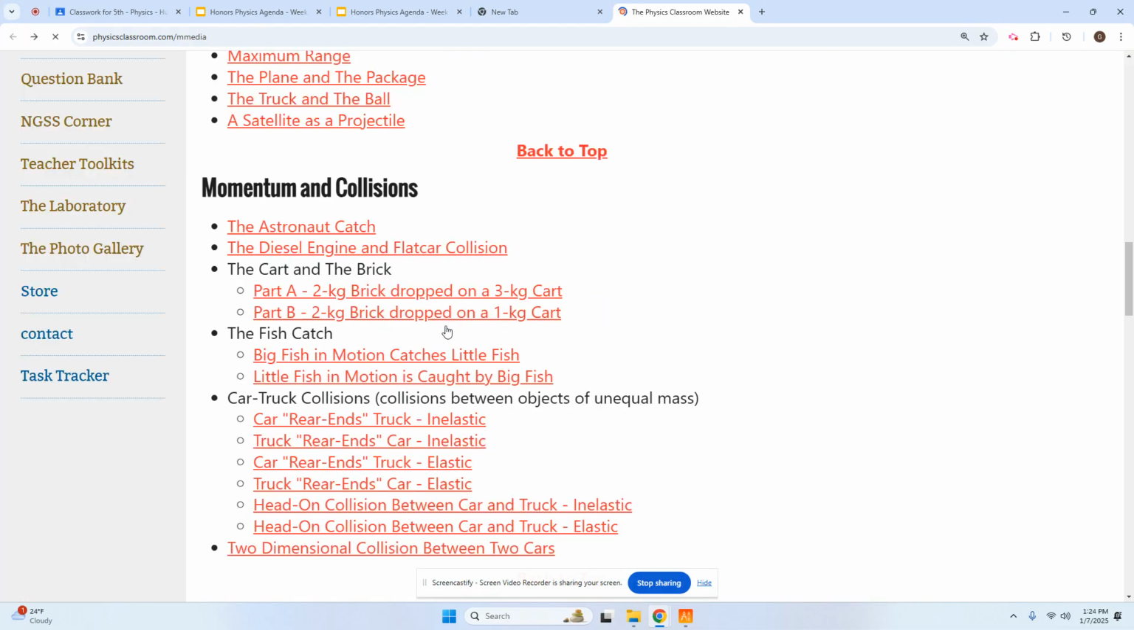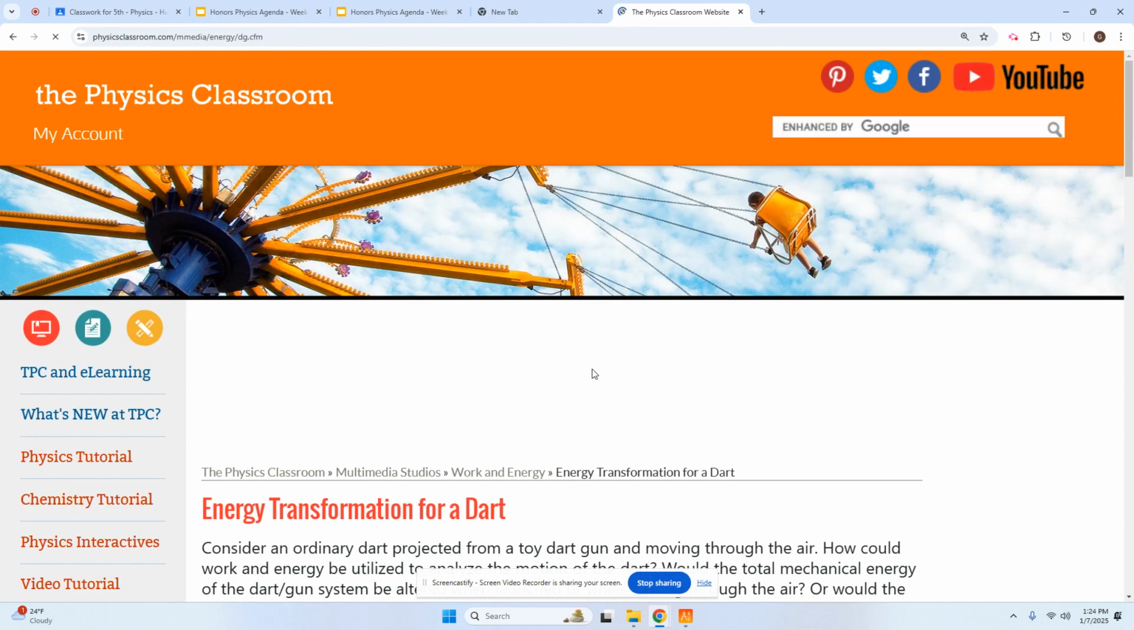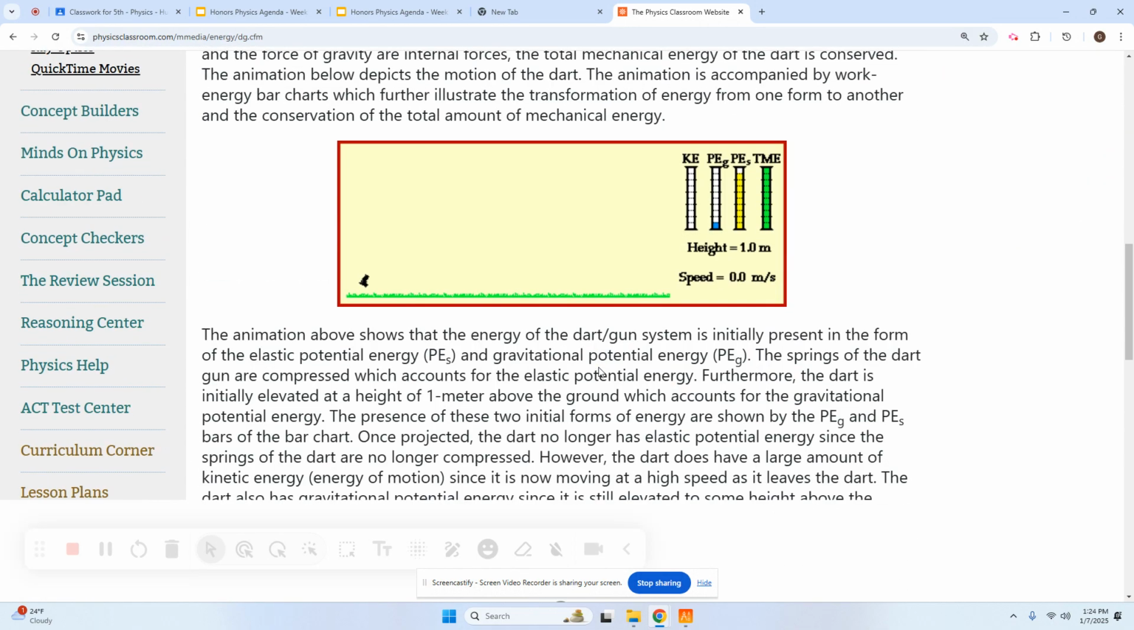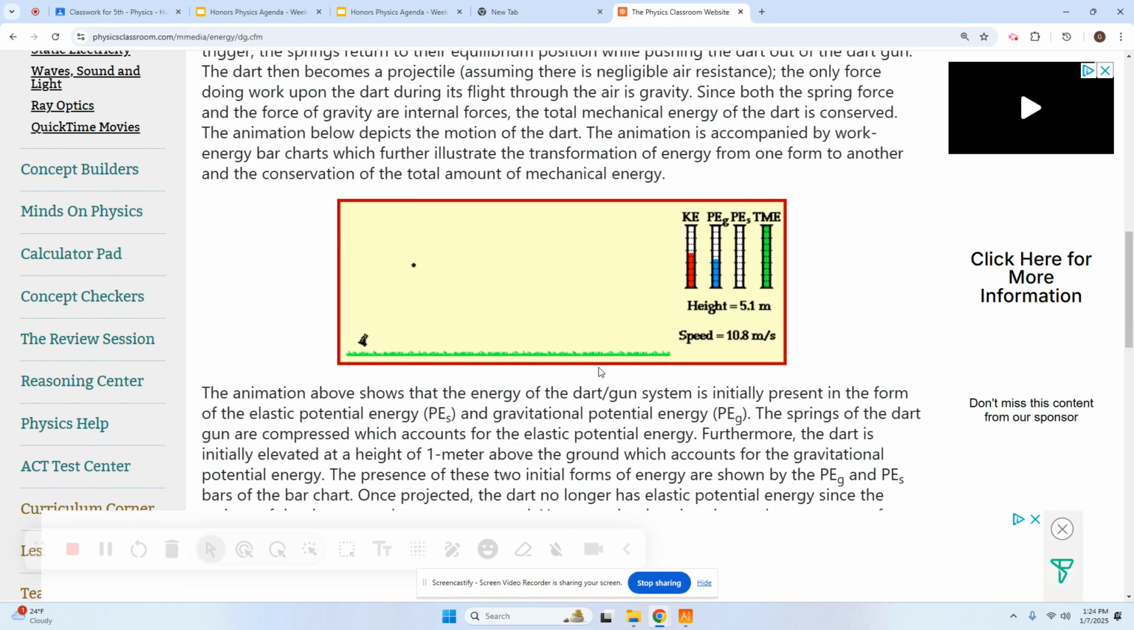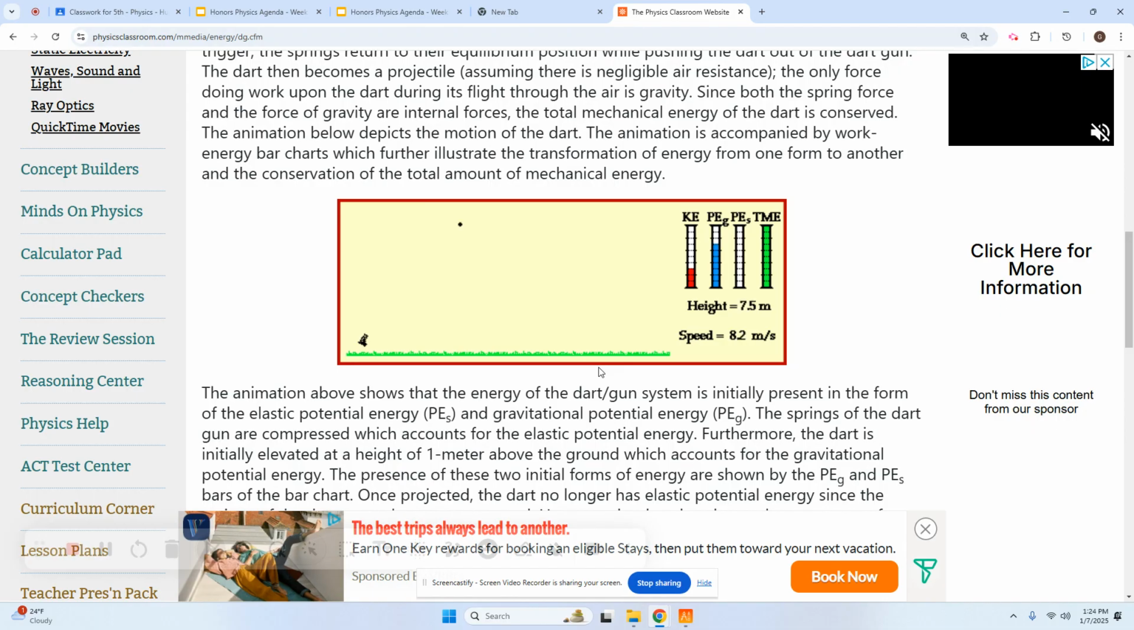We've done some things with the spring-loaded dart guns. Let's show you the energy transformations for a dart gun. So here we have KE, that's the kinetic energy of the dart. We have PE, in this case PEG, that would be gravitational potential energy. It started with elastic energy. Would you agree that it started with elastic energy?